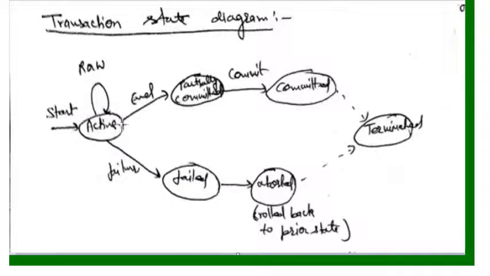So the transaction in between of its life cycle can be in any of these states. Although you cannot see these states, in actuality the transaction can be in any of these states.